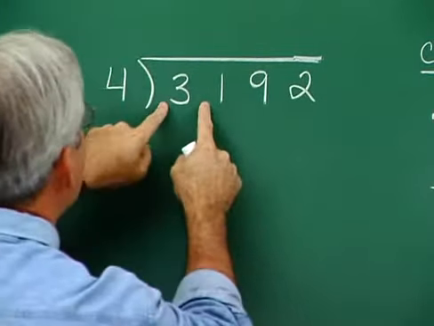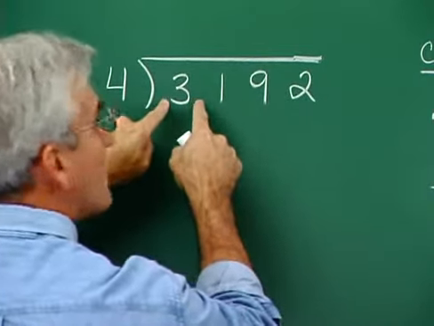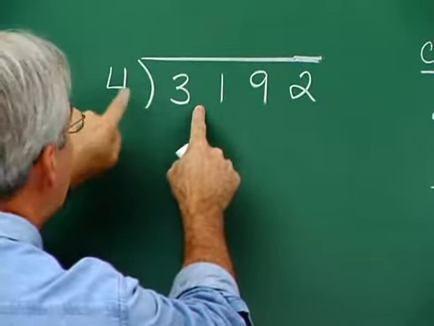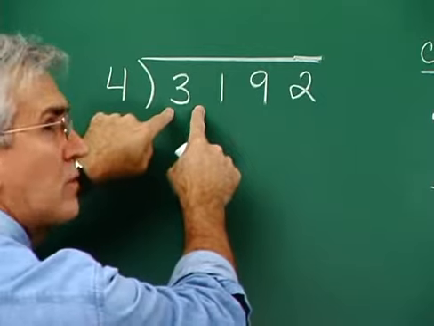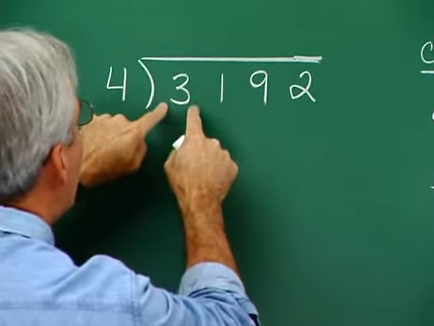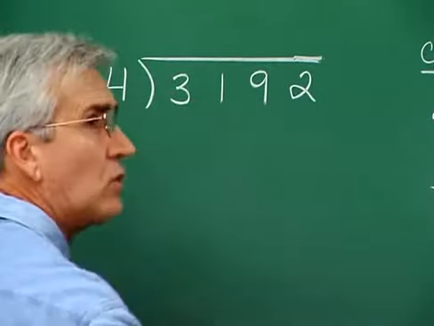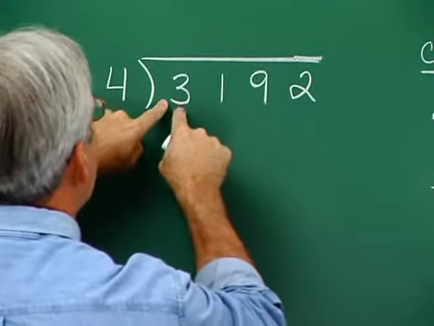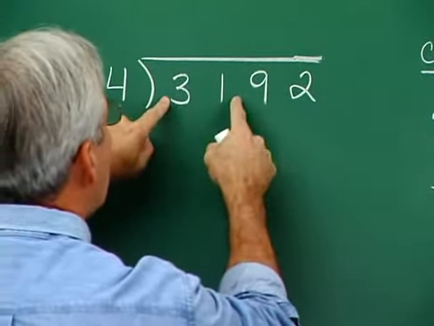We can say, well, let's see. Let's take the number of thousands and see if we can separate this 3 thousands into 4 equal groups. Well, no, we can't. We don't have enough to have even 1 in each of those 4 groups. So let's make this 31. That's 31. We have 3,100, so that's 3,100.